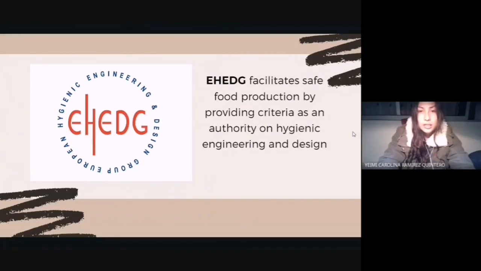The EHEDG facilitates safe food production by providing criteria as an authority on hygienic engineering and design. The main objective of this norm is the promotion of food safety through the improvement of hygienic design and engineering in all aspects of food processing. It requires that the handling, preparation, processing, and baking of food be carried out hygienically, with measuring and handling conditions.